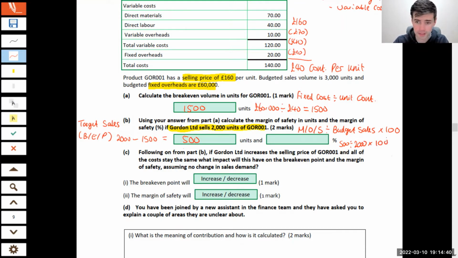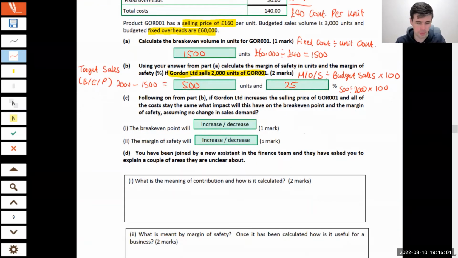I can see people putting answers in, comes to 0.25. We can express that as a percentage, 25%. So that means that within my budgeted sales, I have a 25% margin of safety. Again, my sales can drop 25% lower than what I want before I start making a loss. Okay, excellent. Very nice work, everybody.